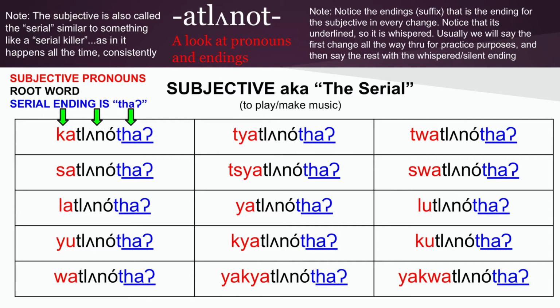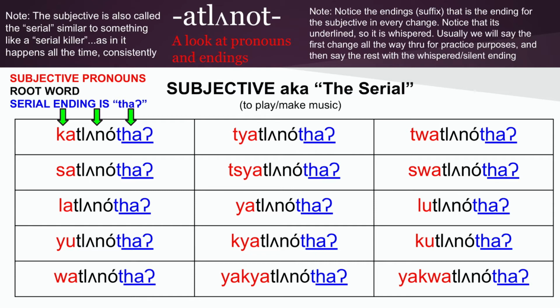So on this slide, you can see a bunch of color coding. This is really important because the red, if you look at the top, there's a key above the chart. It says subjective pronouns, root word, and serial ending. So subjective pronouns, it's in red. Those are all the pronouns at the beginning of the word, and they are written in red.